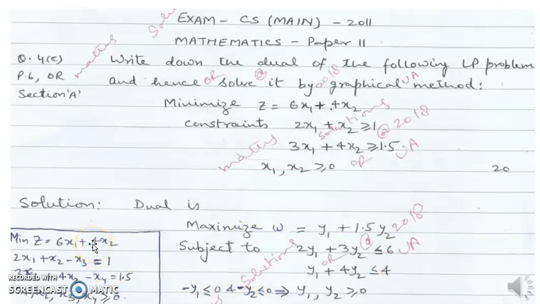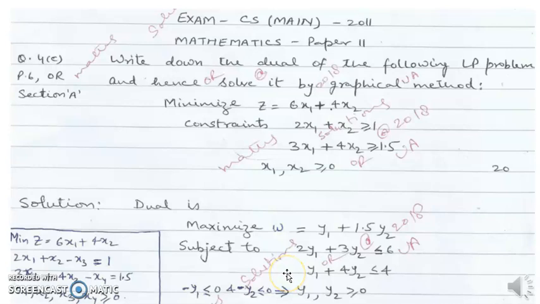Now we look at the third column, which is minus x3. There is no x3 in the second constraint, so we write -y1 ≤ 0. Similarly for the fourth column, the coefficient is minus 1, so -y2 ≤ 0. It implies y1, y2 ≥ 0. So this is the dual of the primal problem.